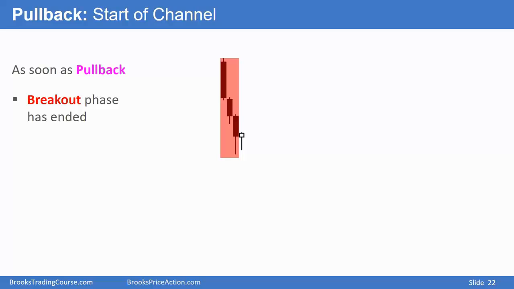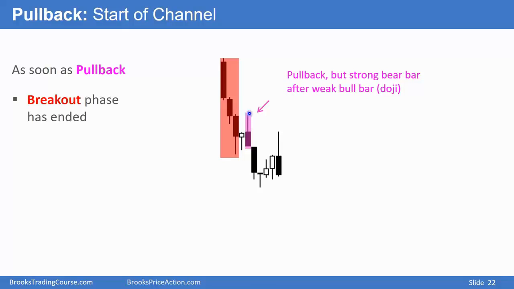And as soon as there's a pullback, then the breakout phase usually has ended and the market has begun to enter a channel. So as soon as a bar goes above the high of the prior bar, there's a pullback. Here, this bar went above the high of that bar, so a pullback. Chances are the breakout is over. You can say the breakout continued down here. To me, this is the breakout phase. And this is enough of a pullback to make me think that the channel has probably begun.